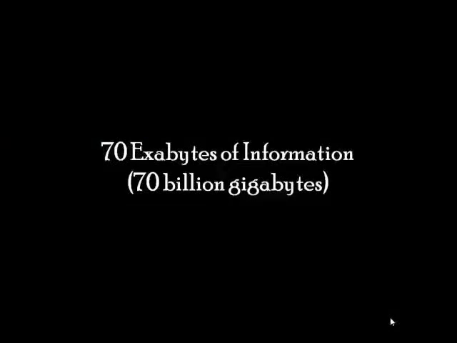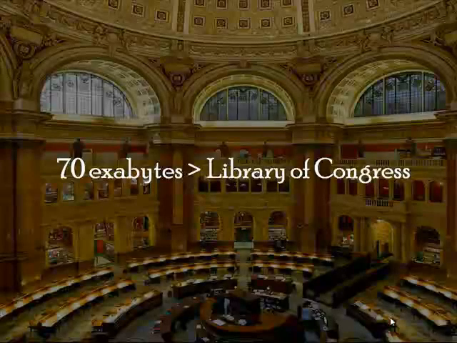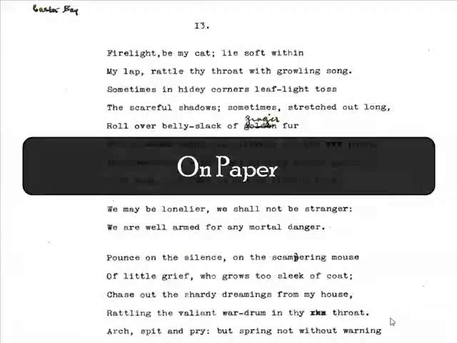There are 70 exabytes of information that's going to be produced this year. That's 70 billion gigabytes, to try and put it in some kind of context. But to help you understand it more, 70 exabytes is more than the Library of Congress holds. Actually, it's a lot more. It's 518,000 times the Library of Congress that is going to be produced this year. 0.01% of that information is going to be written on paper. This is a fundamental kind of change.